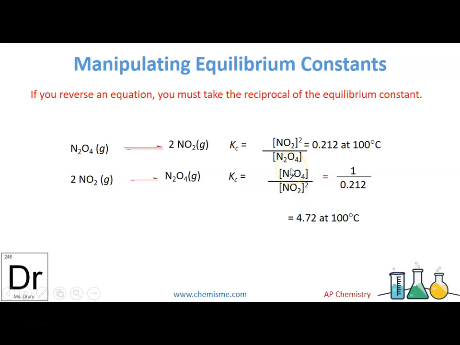So rather than actually finding numbers and plugging them in again, we could just inverse, or take the reciprocal of, the 0.212 that was given, and we'll get the new Kc. So again, because the expressions are inverses of each other, we can just inverse the value as well.